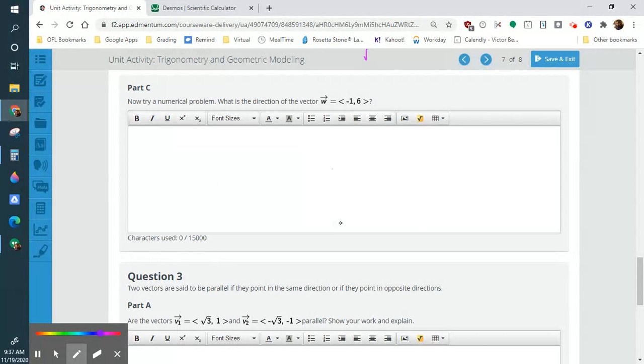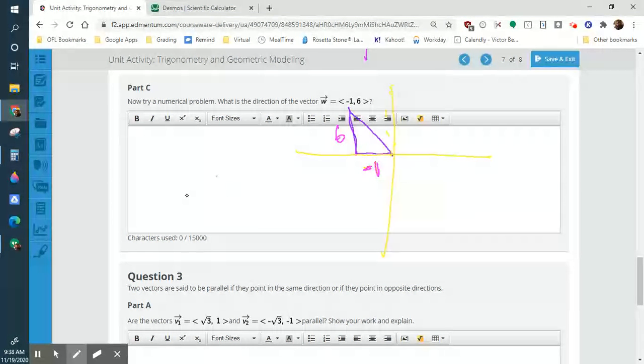So now try a numerical problem with the direction. We want to figure this out. What is this direction? I'm going to start by making a drawing. First I'm going to go -1, and then I'm going to go up 6. I have to realize what quadrant I'm in, and I'm clearly in quadrant 2. So my adjacent is -1, and my opposite is 6.